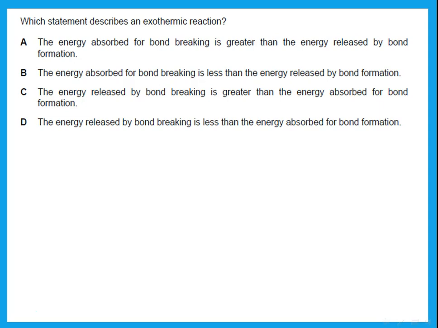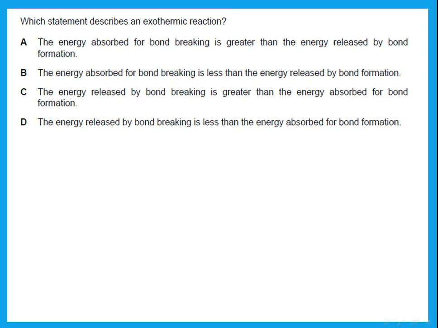Okay, which statement describes an exothermic reaction? We said when we have an exothermic reaction, why is the reaction exothermic? We said exothermic means it gives out heat. That means the amount of energy given out when bonds form in the products is more than the amount of energy needed to take in to break the bonds in the reactant. So which of these says that?